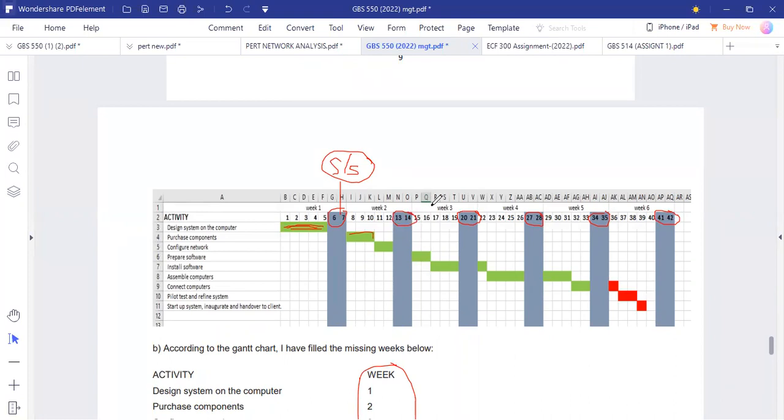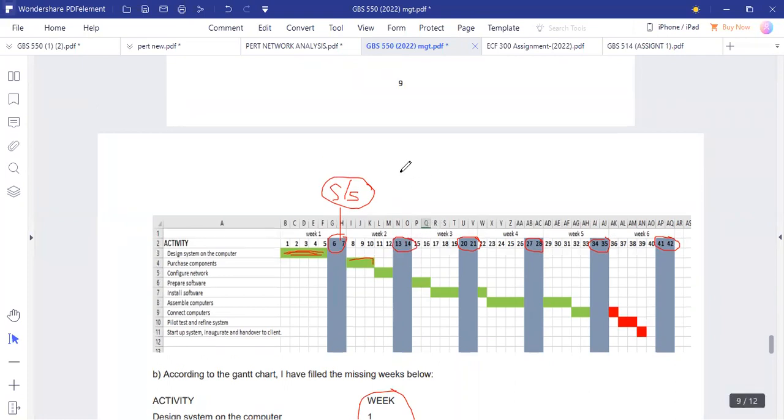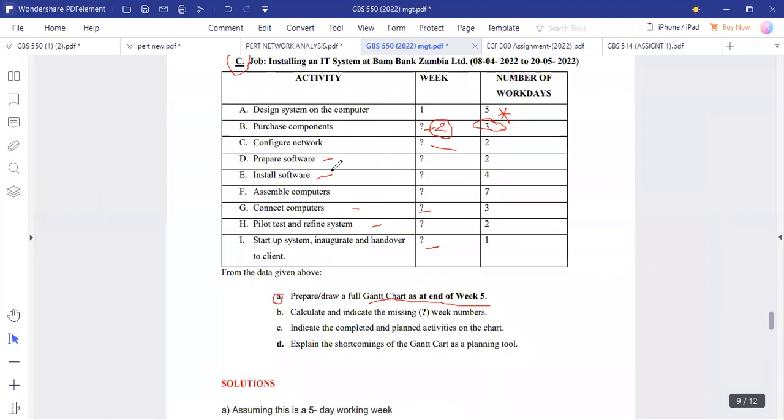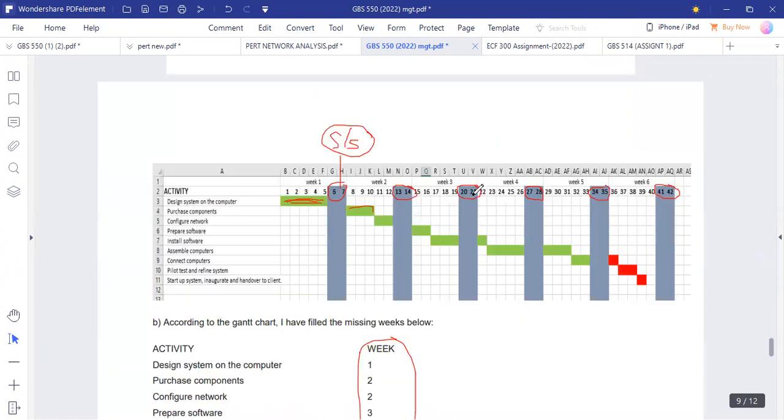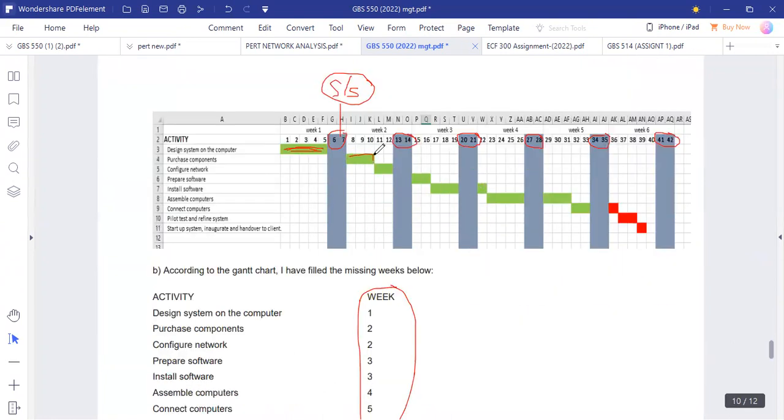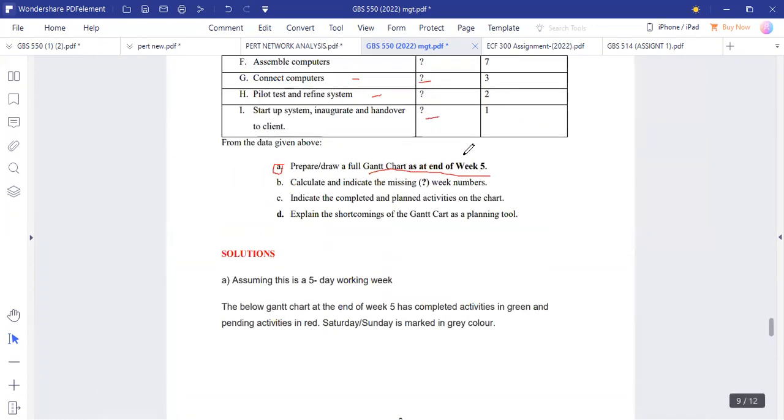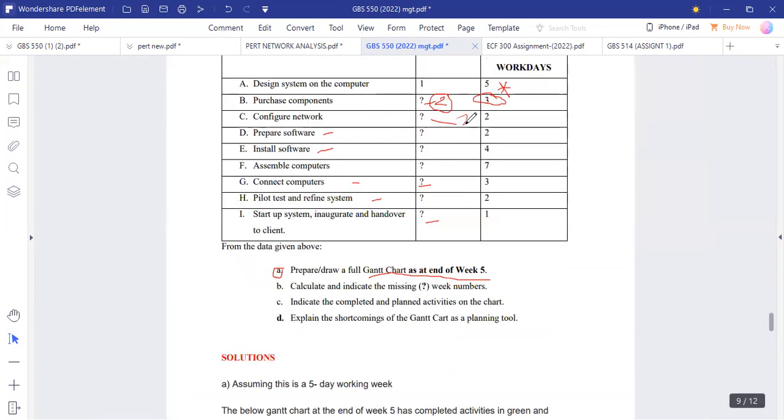Now, after we have purchased components, that's when we can configure the network, all right? It's taking 2 days. So let us see if it is within the same week. Okay, so let's check because the week is ending. From here to here, this is Monday, Tuesday, Wednesday for purchase of components. So this one can also be done because it's taking 2 days. So it's within the same week, the second week. So that's where we can put week 2.